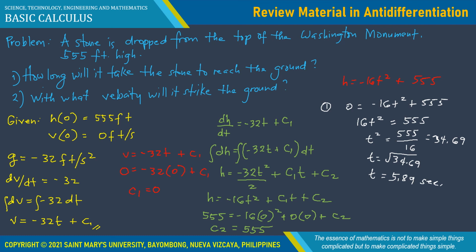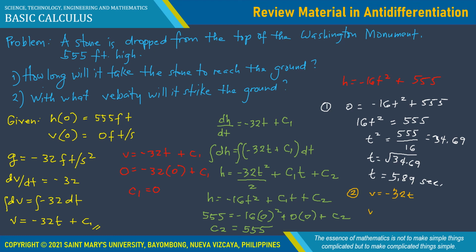So gagamitin ang ating equation dun sa number 2 ay yung V equals negative 32T plus C sub 1. Ay alam natin ang C sub 1, 0. So yan na lang, V equals negative 32T.